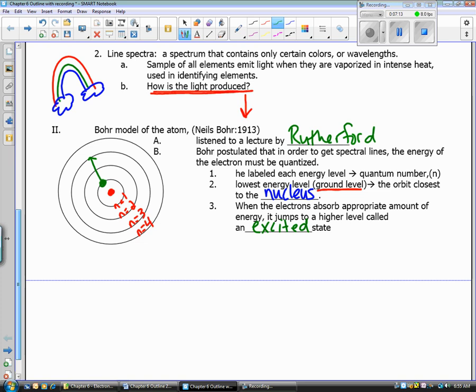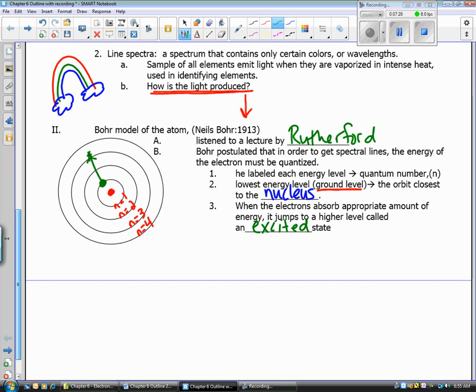I don't know, we're going to make it jump up different levels though. It's not going to stay on the same level. Every element jumps differently. That's why every element gives off a different color. Okay, so it's going to jump to a higher energy level. This right here is the excited state.